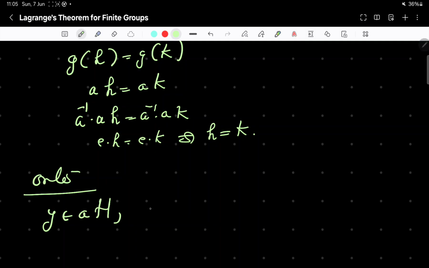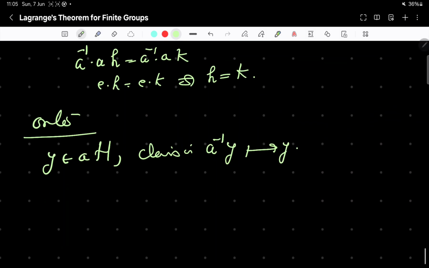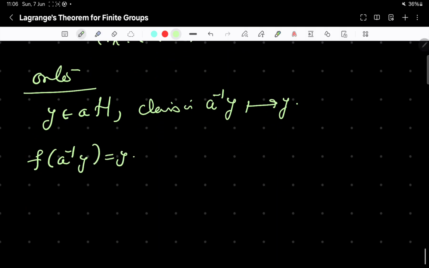Okay, right? Then my claim is that A inverse y will map to y. So the claim is very simple. I prove that f of A inverse y is equal to y. And the first thing we have to show is that A inverse y belongs to H.